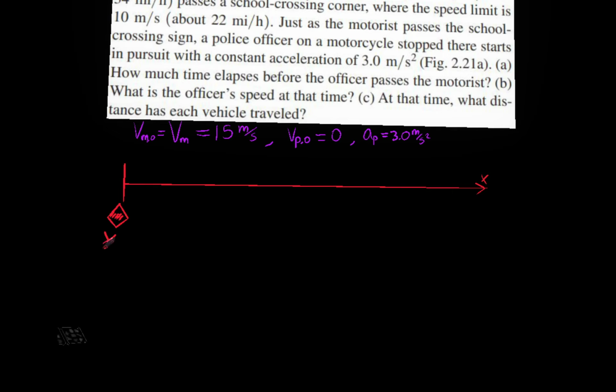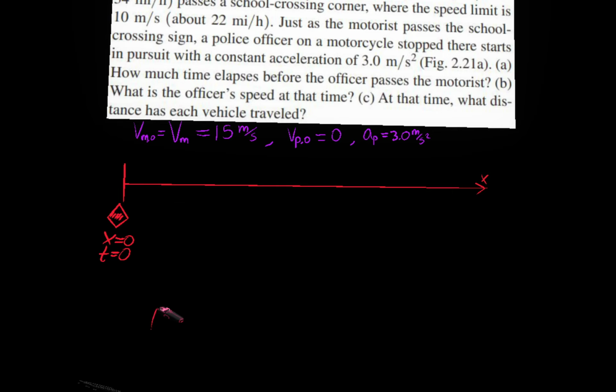So this is x equals 0 and t equals 0 because when you go back to the problem, everything starts once the motorist passes that school crossing sign. Yeah? That's when the action starts. A motorist traveling at a constant speed of 15 meters per second passes a school crossing corner where the speed limit is blank. And just as the motorist passes the school crossing sign, a police officer on a motorcycle, which is also stopped at the school crossing sign, starts in pursuit. So that's x equals 0, yeah?